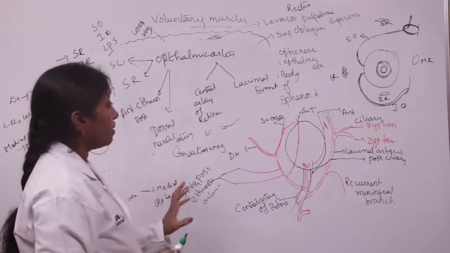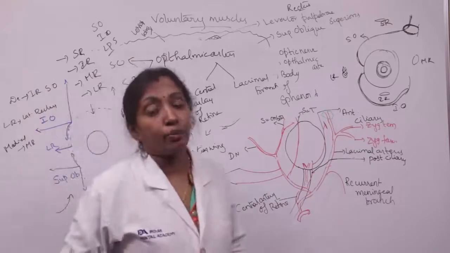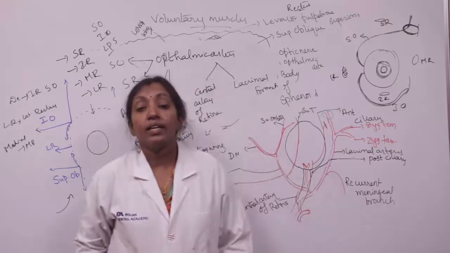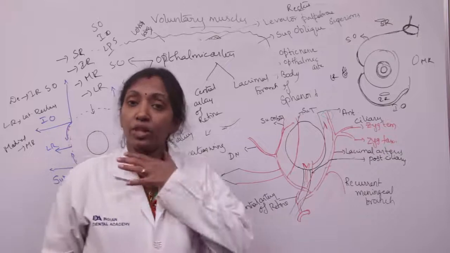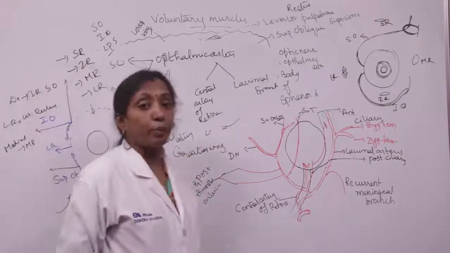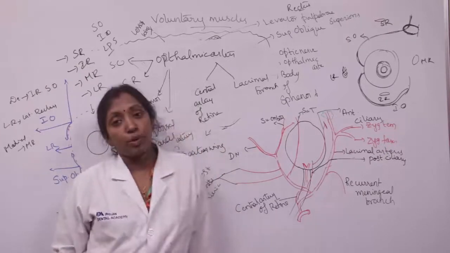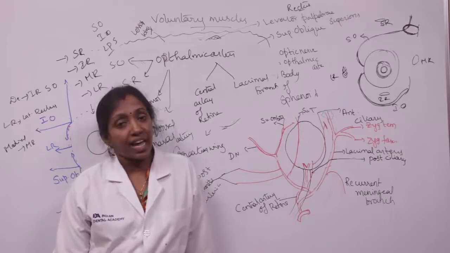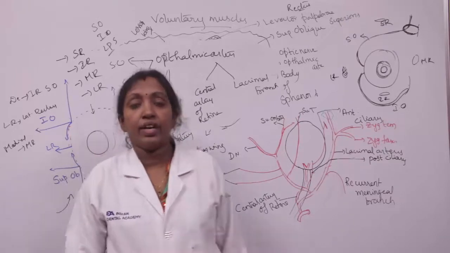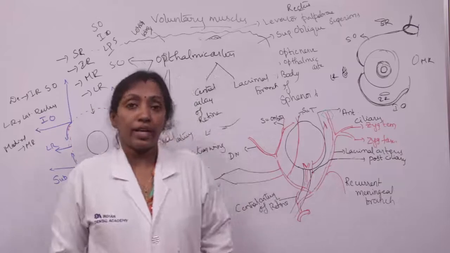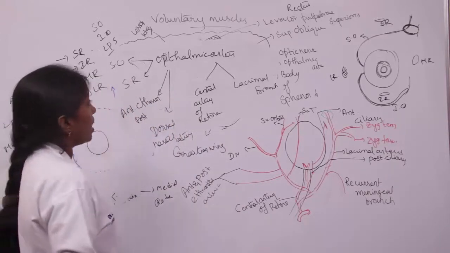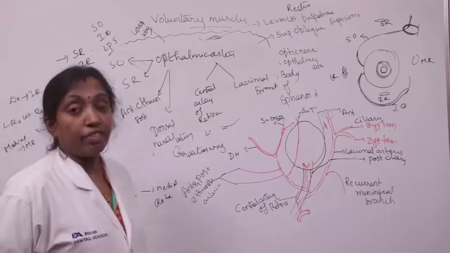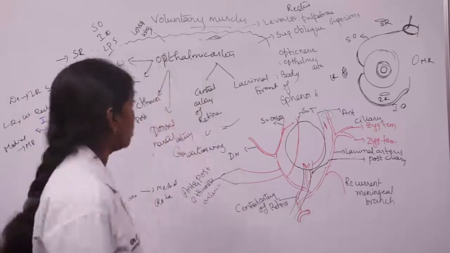Coming to the veins, the superior ophthalmic and inferior ophthalmic veins. The superior ophthalmic vein accompanies the ophthalmic artery and drains into the cavernous sinus. The inferior ophthalmic vein lies below the optic nerve, and it drains into the superior ophthalmic vein, or it may drain into the cavernous sinus. Lymphatics of the eyeball drain into the preauricular group of lymph nodes. Okay, and coming to the optic nerve, we'll discuss it in detail now.